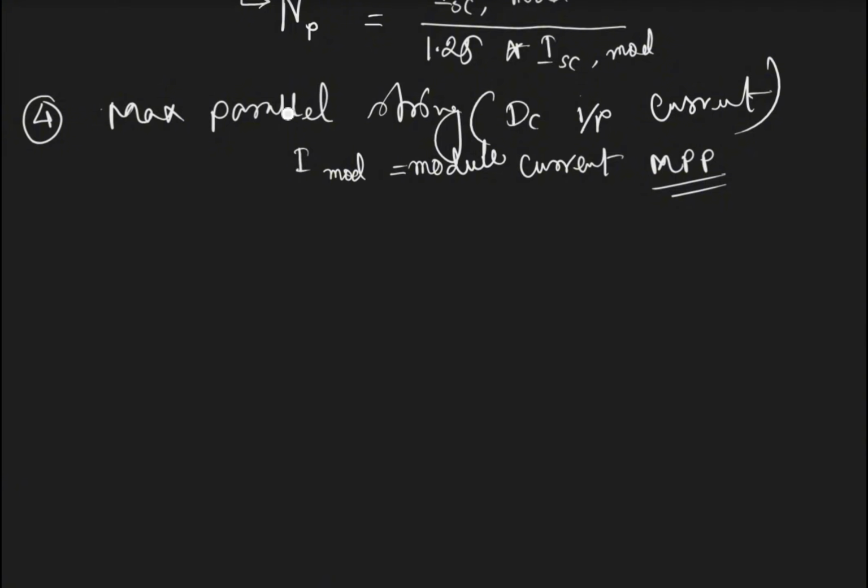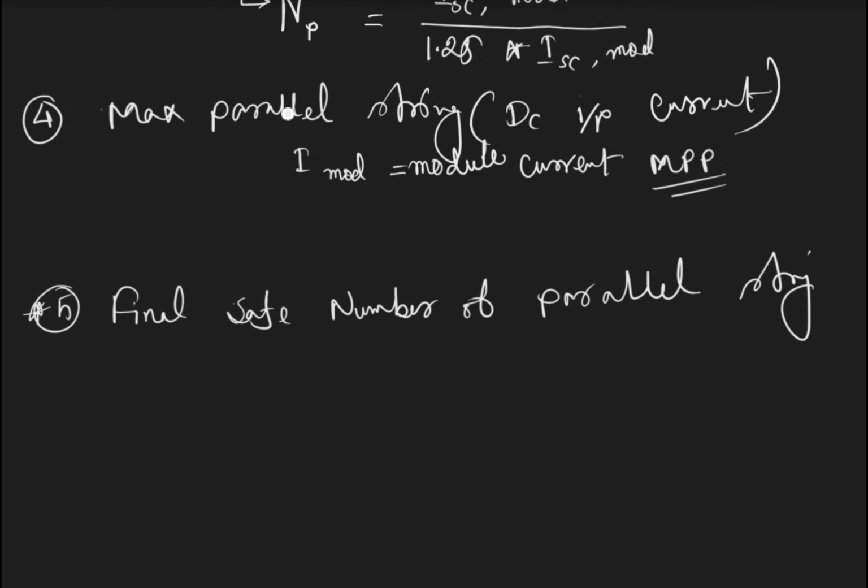Now, number 5, the last but most important point, that is the final safe number. I mean, the final point. Let's define this as the final safe number of parallel strings.